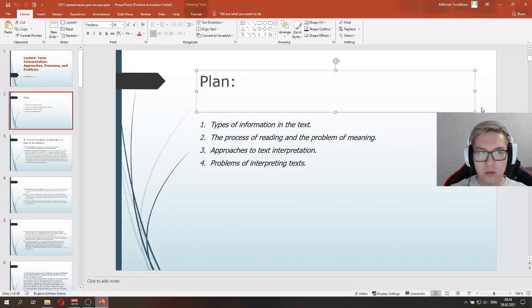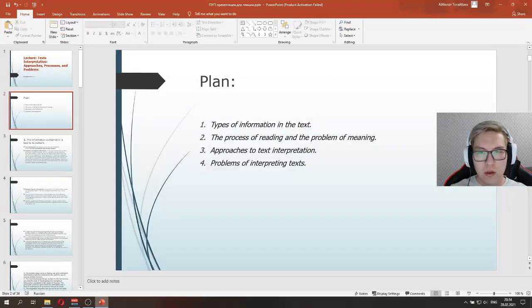So here is the plan for today. We have four main topics that we need to touch upon. First is types of information in the text. Second is the process of reading and the problem of meaning. Third, approaches to text interpretation. And fourth, problems of interpreting texts.